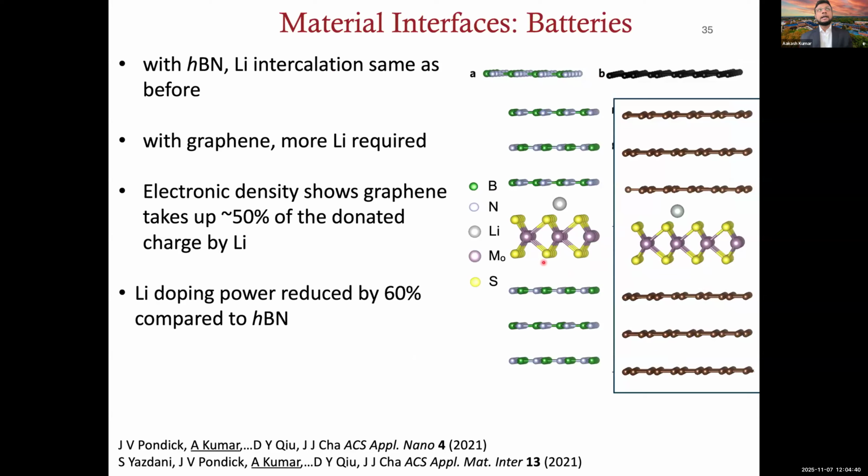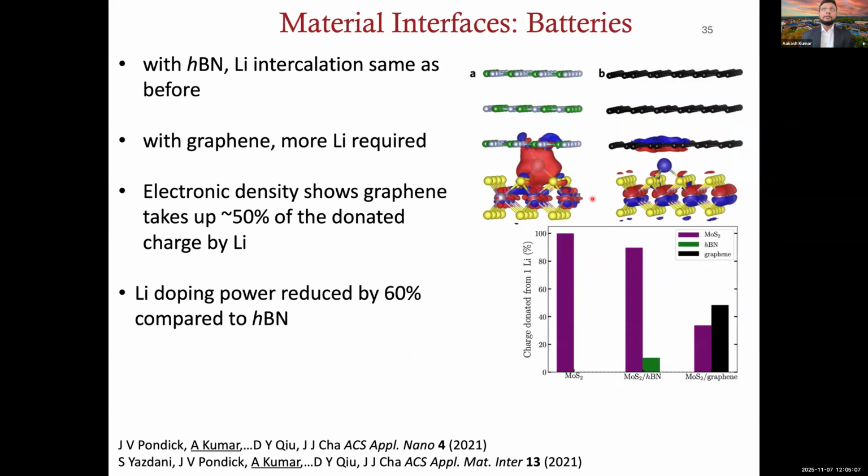What we noticed was that with hexagonal boron nitride, the lithium intercalation basically remains the same. There's no change at all, as if there was no substrate. But in the case of graphene, the phase change did not occur at the same pace, and you had to keep putting in more lithium to enable that phase change. The experimentalists were really interested to know what is going on, and DFT gives us a really good picture of what could have happened there.